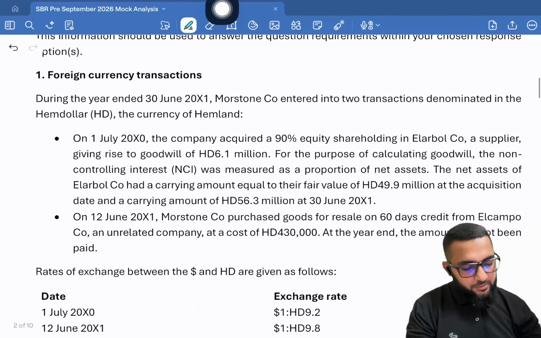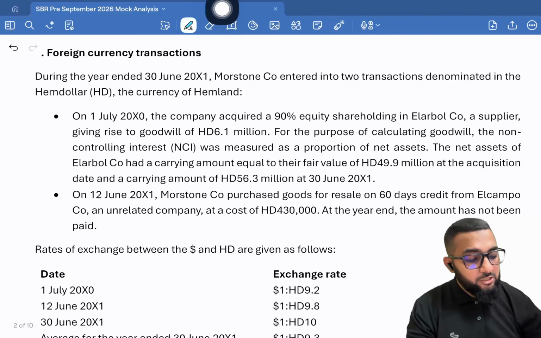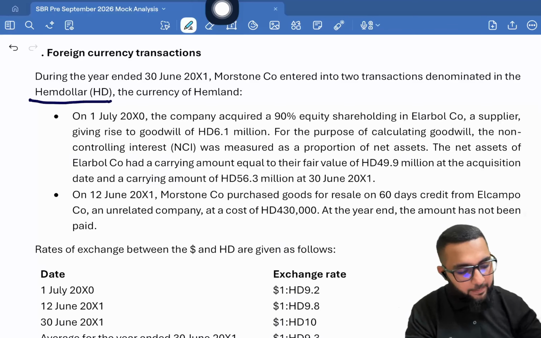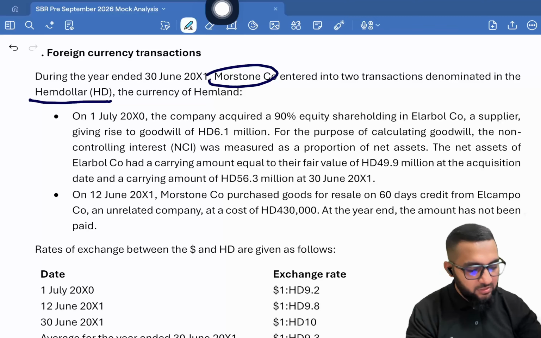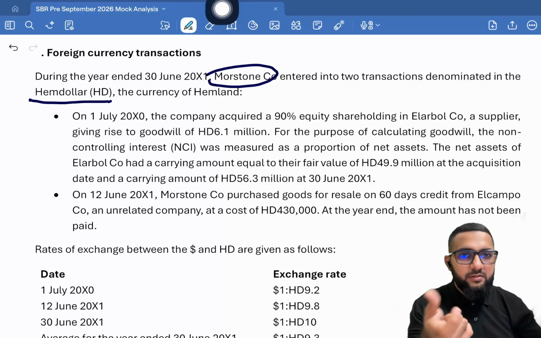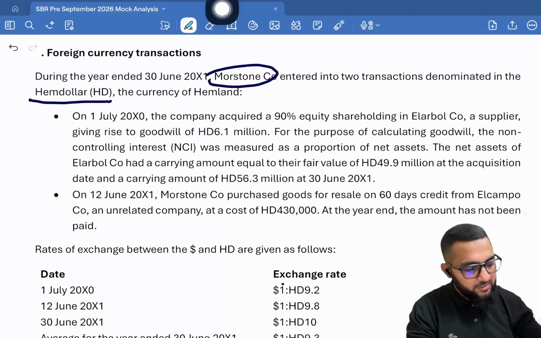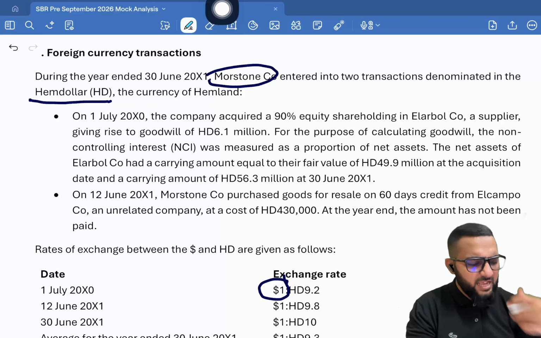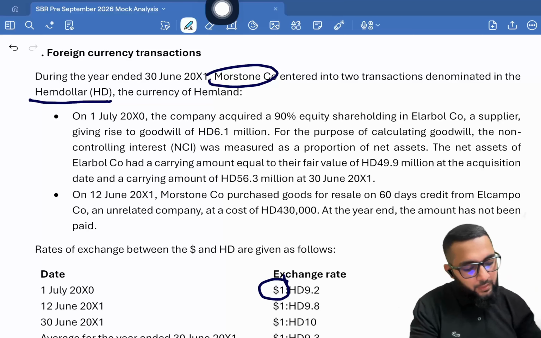Let's go and read the exhibit. During the year ended 30th June 2021, Morstone Co. entered into two transactions denominated in the Hem dollar, the currency of Hemland. And what is the presentation currency? Any subsidiary related functional currency needs to be translated to presentation currency, right? Since dollar is being shown here, dollar should be the presentation currency, right? But as we read, it will be mentioned somewhere.